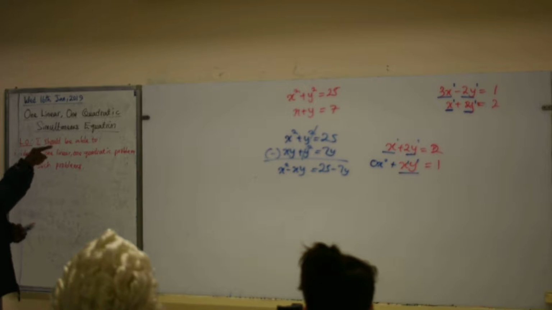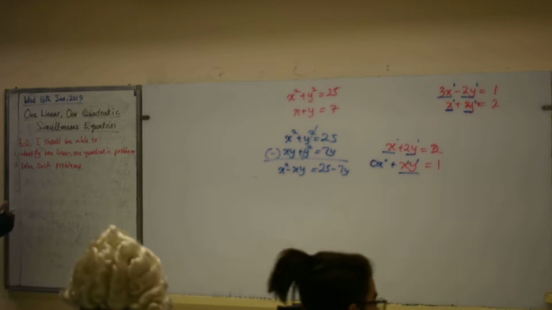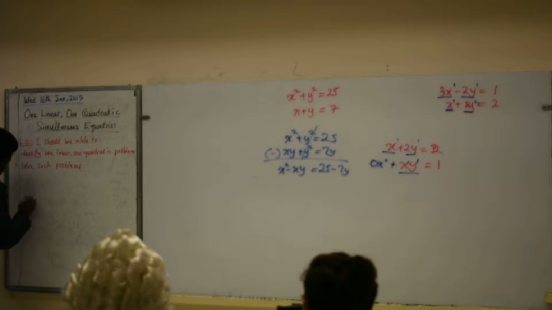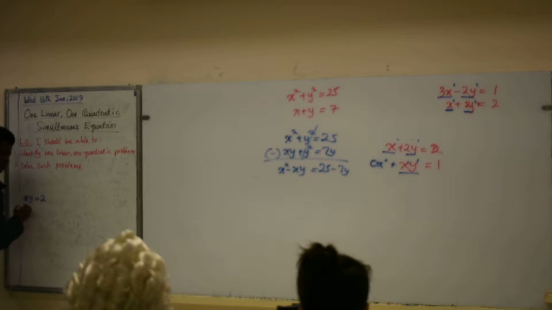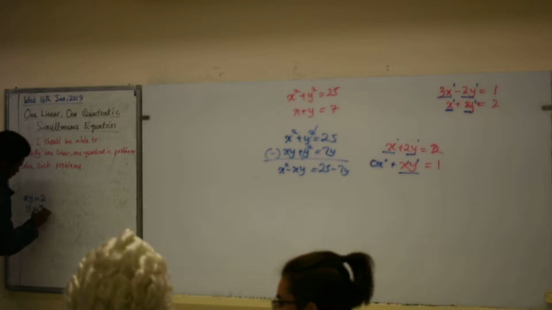Does 5 have 2 squares? No, just one square. Okay, we'll start with that and I'll do this next. How about that? xy is equal to 2. y is equal to x plus 1. y equals x plus 1, like this.